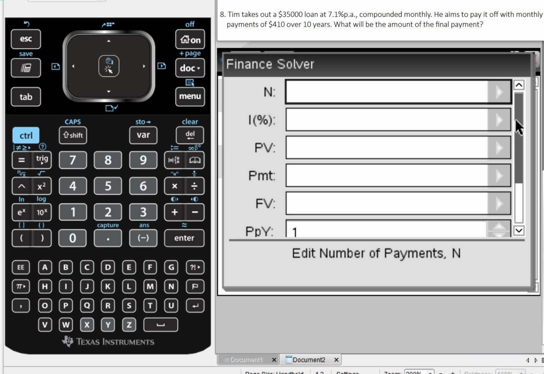At first glance, this is a bit of a strange question, because we already know that he's paying it off with monthly payments of $410. So what does it mean by what will be the amount of the final payment?